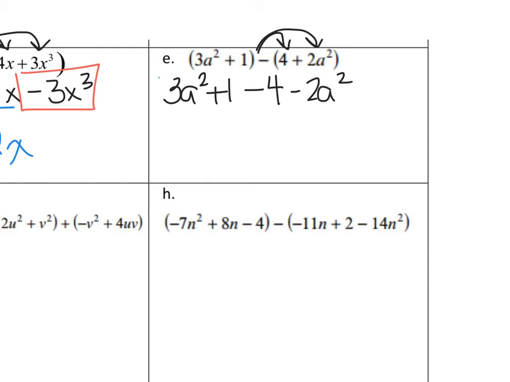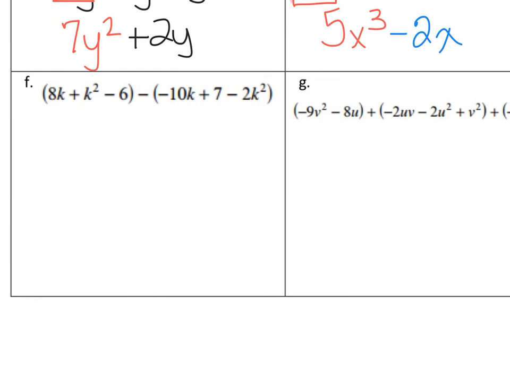We take a look at our like terms. I have 3a squared minus 2a squared. That's going to give us a squared. We just subtract the coefficients. And then positive 1 minus 4 is going to give us a negative 3. So we have a squared minus 3. Let's jump over to letter F.